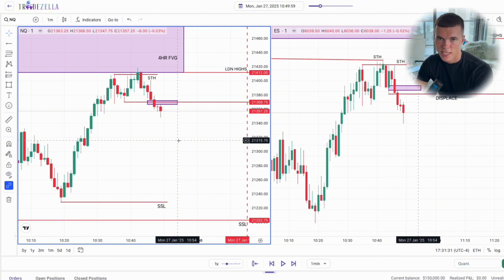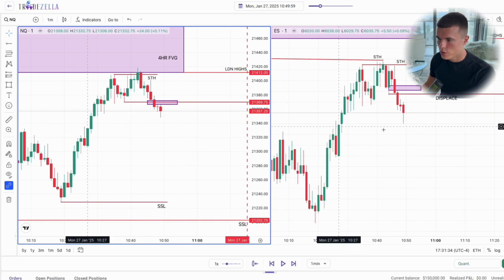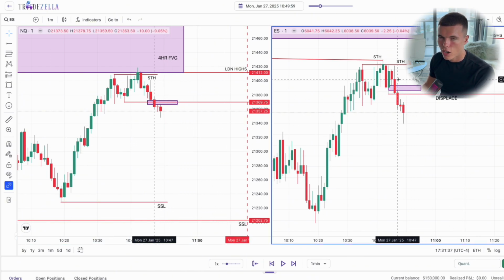of the displacement candle. So the candle that originally caused the displacement, you want it to be at the high or the low, depending on whether you're long or short. So considering you're short in this scenario, this is the displacement candle. So at a bare minimum, you want your stop loss to be at the displacement candle's high.